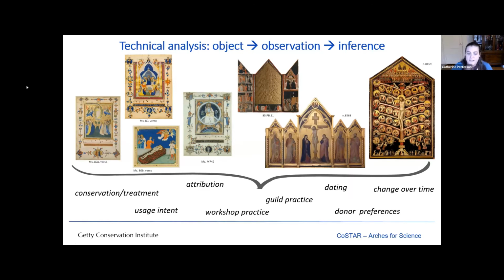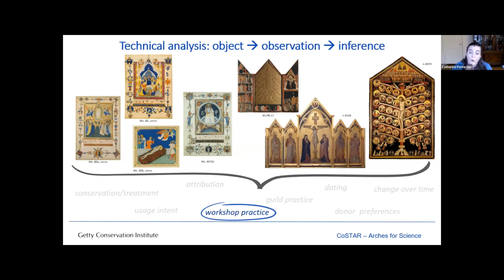Just for a little bit of context, in this particular instance, the question that we were addressing was one about workshop practice. So all of the objects that I'm showing you on the screen were produced by the same Florentine workshop, which might seem somewhat strange. Why would one workshop produce both books and panel paintings? And that was a curator's question: what could we learn by studying the materials in these about how one workshop would have worked in the two different modes, books and panel?